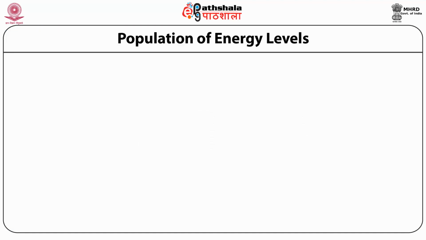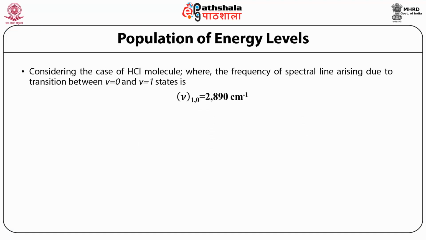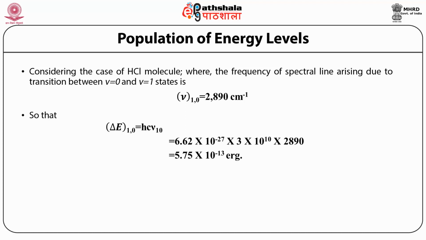Population of energy levels. Considering the case of the HCl molecule, the simplest molecule we consider, the frequency of the spectral line arising due to the transition between ν = 0 and ν = 1 states is ν̄10 = 2890 cm⁻¹. So ΔE10 = hcν̄10. We know the values of h, c and ν̄: h is 6.62 × 10⁻²⁷, c is 3 × 10¹⁰, and ν̄ is 2890. Calculating it, we get 5.75 × 10⁻¹³ erg.